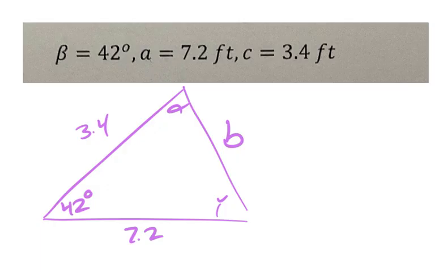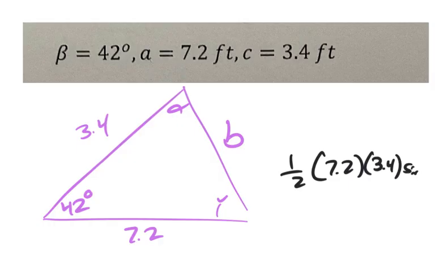Do I know two sides and the angle between them? Side, angle, side. Then I can find the area: 1/2 times the side times the other side times the angle between them.